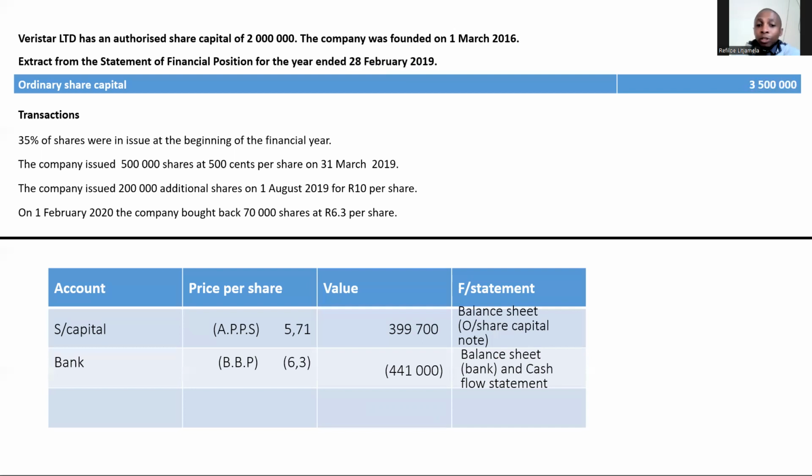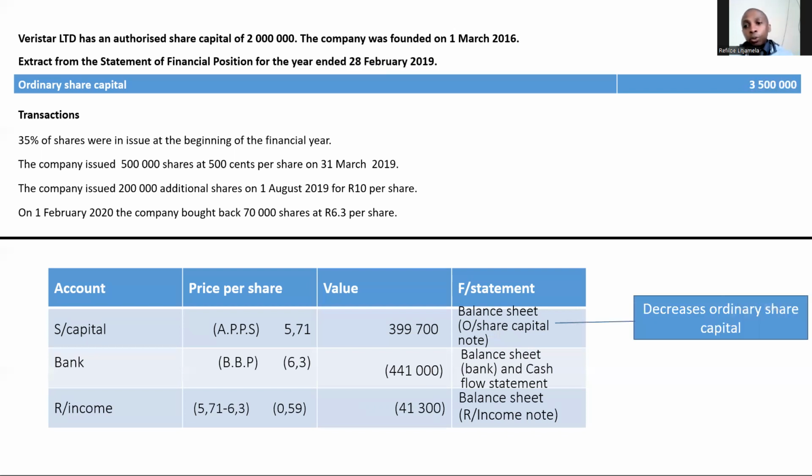If you have an overdraft, unfortunately, it'll get you deeper into overdraft. Now, these shares, we received 5 Rand 71 for them, but we are paying 6 Rand 30 for them, meaning that we are paying more than what we received. Therefore, we are making a loss. That loss will be recorded in your retained income note. And the loss will be 5 Rand 71 minus 6.30. It will give you 0.59. And that loss will be recorded in your retained income as a loss due to buyback, and therefore it will be shown in brackets in your retained income note.